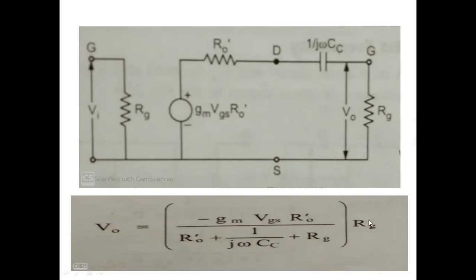into the resistance R2, that is Rg, divided by R1 plus R2. R1 is the series combination, that is R naught dash plus 1 by j omega Cc, plus this resistance Rg. We are just applying the voltage divider rule here. Okay, that is the output voltage.